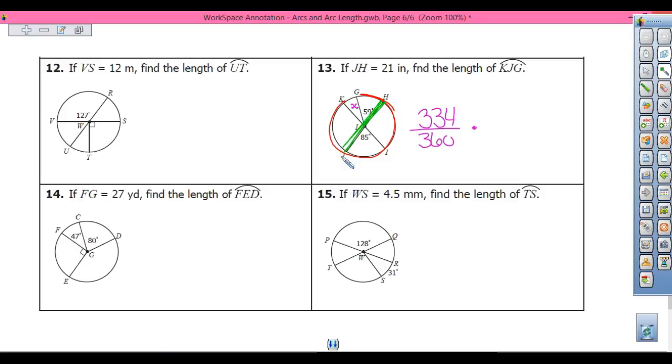So is that my radius or my diameter? That's my diameter. So do I double 21? No, I leave it the same. So just times 21 pi. So 61.21.